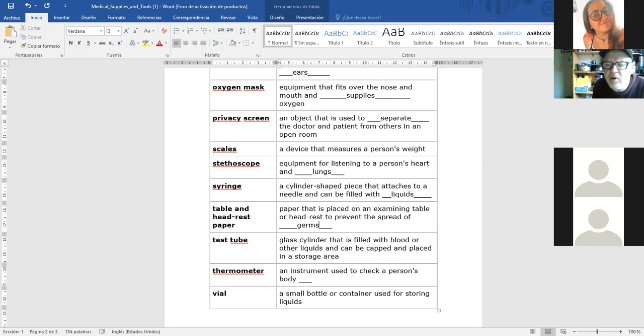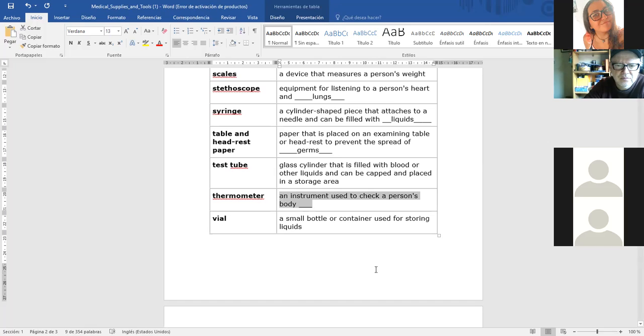What about thermometer? Thermometer, Valentina Galvez. Do you have the word? Thermometer. Yeah, good. An instrument used to check the person's temperature, body temperature.